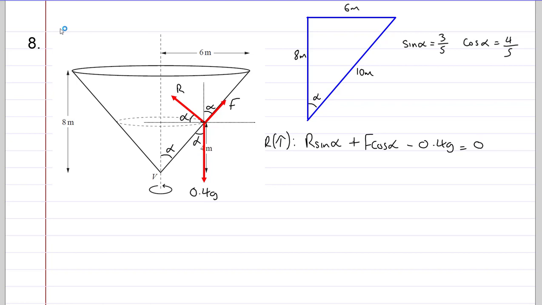Substituting in values for sine alpha and cos alpha, we get 3/5 of R plus 4/5 of F, and I'm just going to move the 0.4 g over to the other side, so that becomes positive. All we have to do now is multiply both sides by 5, that gives us 3R plus 4F, and 0.4 g times 5 gives us 19.6 as required.